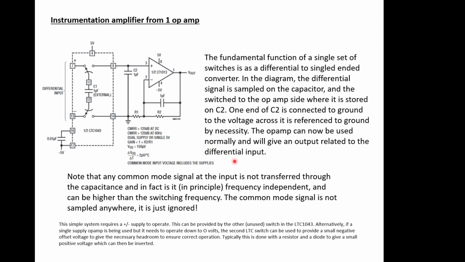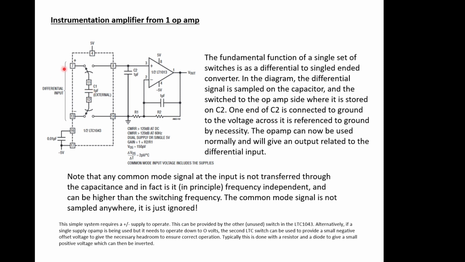And this is a really neat little circuit. This allows us to make an instrumentation amplifier, which we covered earlier in the course, from one op-amp and a switching circuit. So the fundamental function of a single set of switches is as a differential to single-ended converter, because the voltage across this capacitor, the switch capacitor, is maintained relative to either end. So suddenly we can boost this voltage to a reference level of anything we really like.